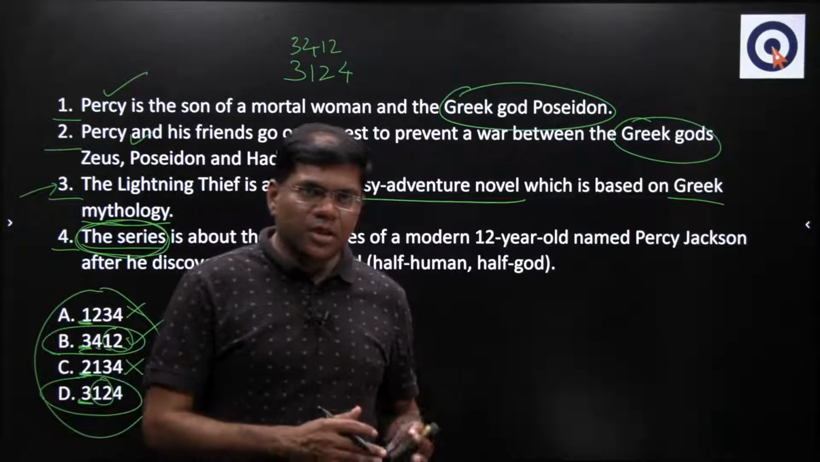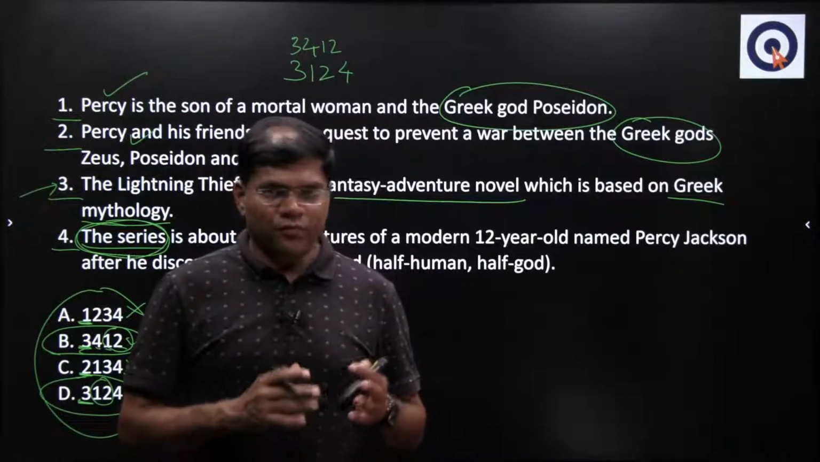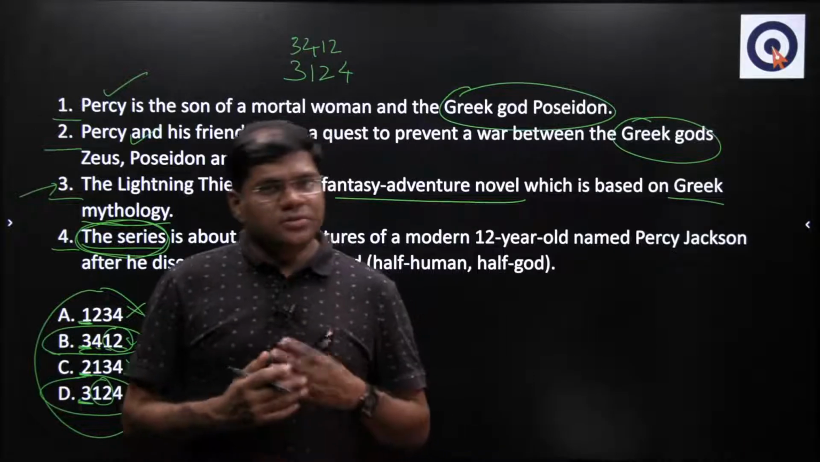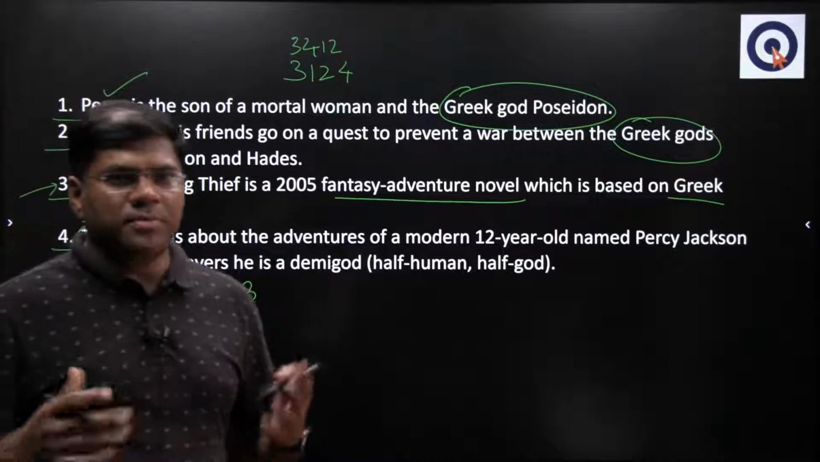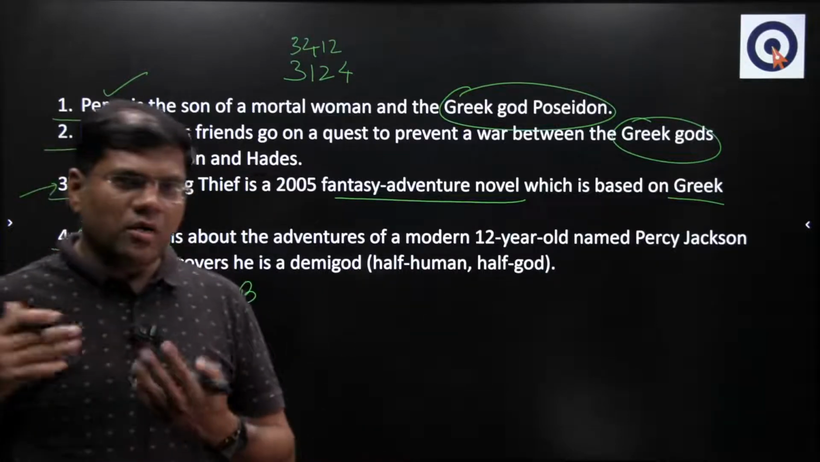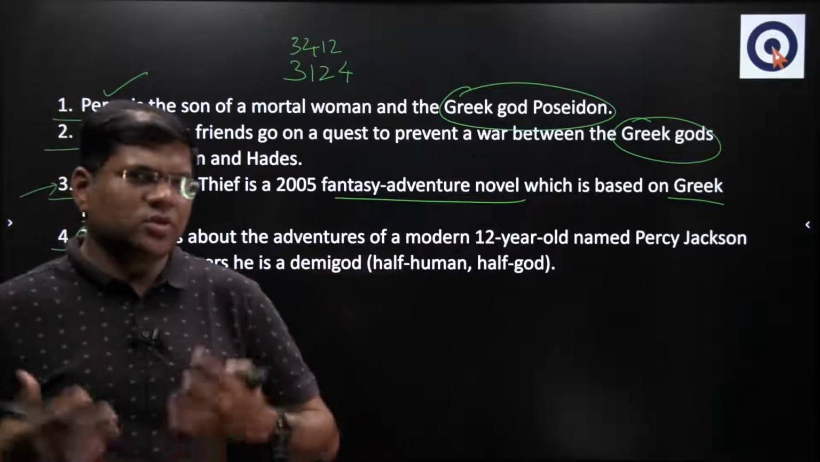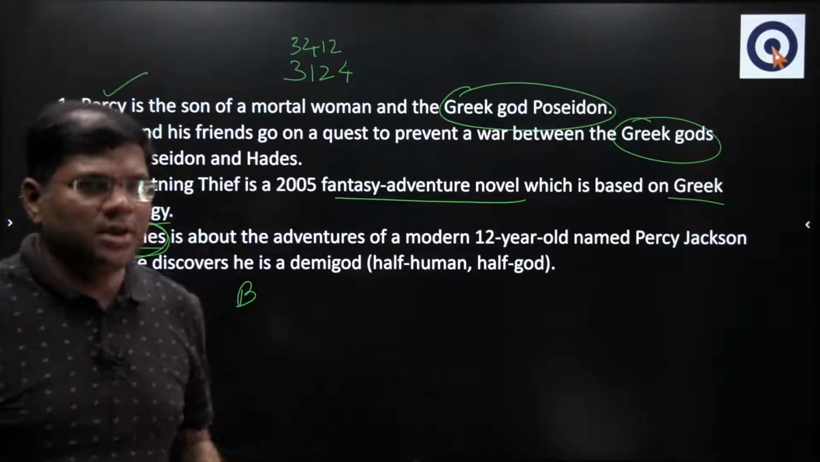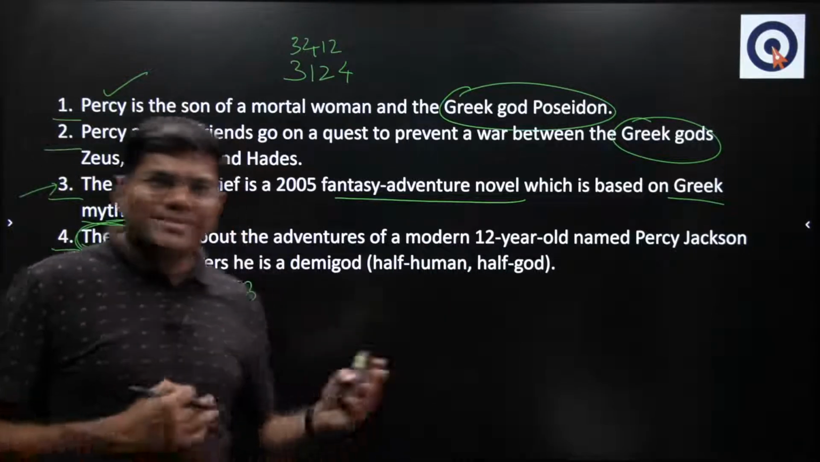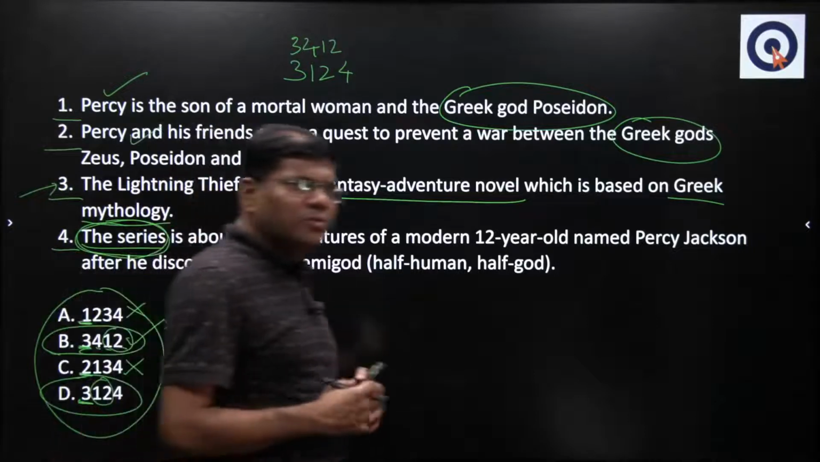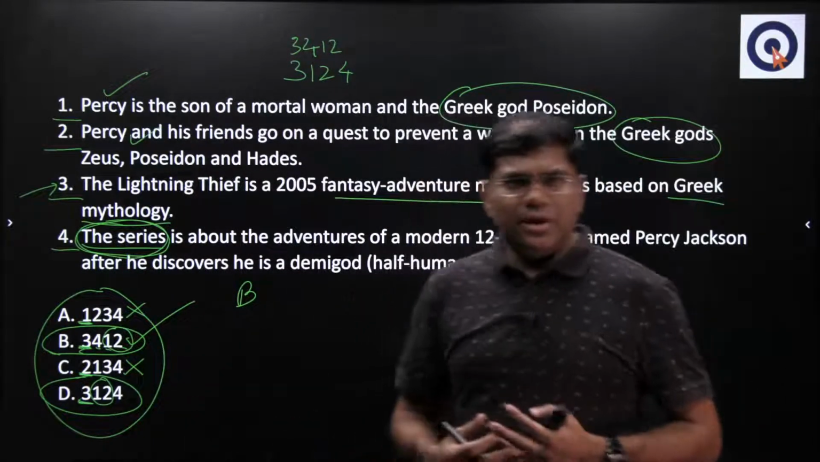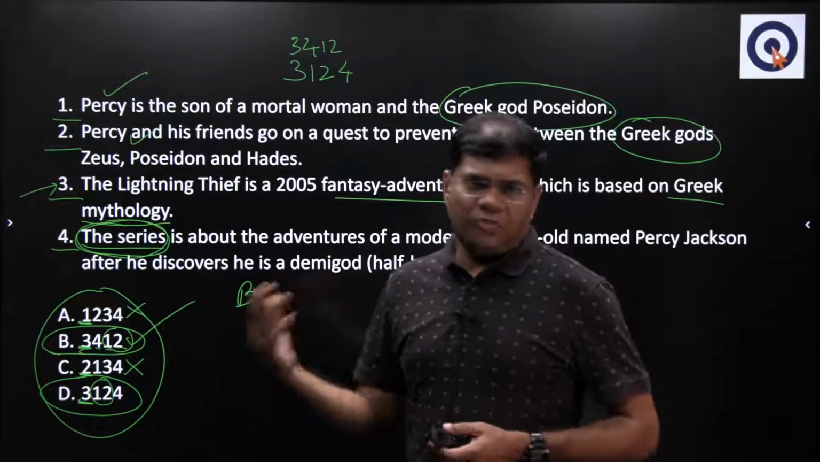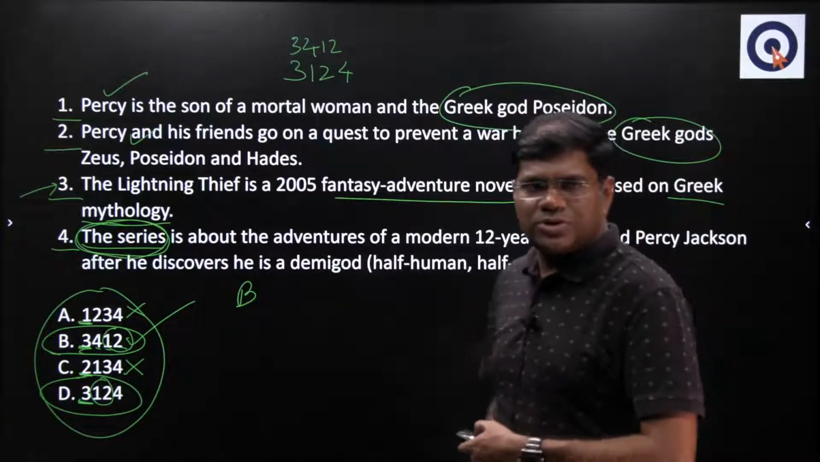So you start with 3, in which you mention some sort of adventure novel, and then you say that the series is about a 12-year-old named Percy, and Percy is the son of a mortal woman, and Percy and his friends go on a quest to do something. That's how the story goes. So it's a very simple question. In the exam, you are expected to do this within 1 minute, maybe less than 1 minute, because you have the options, right? So this could come in many other exams apart from CUET. Let's go and take the next question.